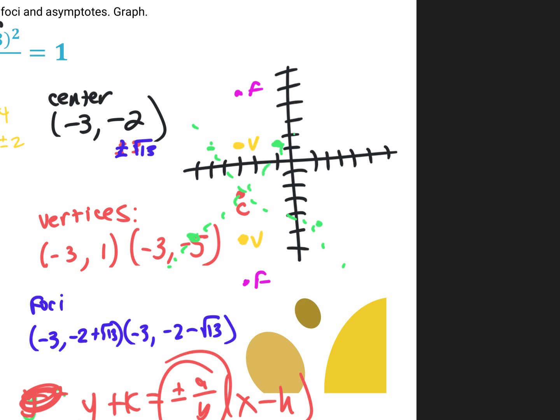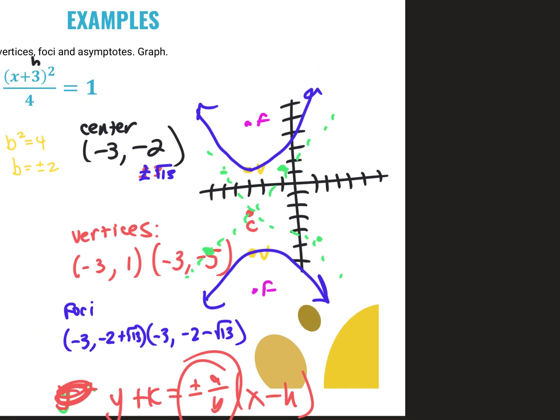Obviously, it would be better if I had graph paper. And then draw your branches. You don't get caught up in, oh my gosh, I've got to put in the h and the k. No, you don't. You just need to know whether it's b over a or a over b, and you just move from your center, not the origin. You move from your center. That's it.